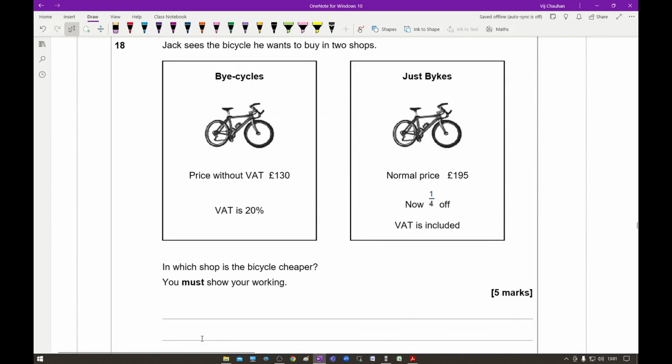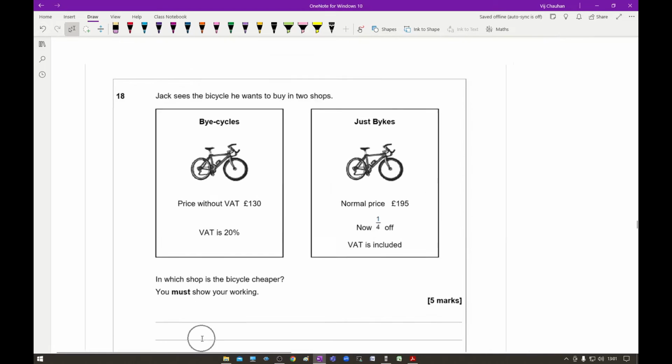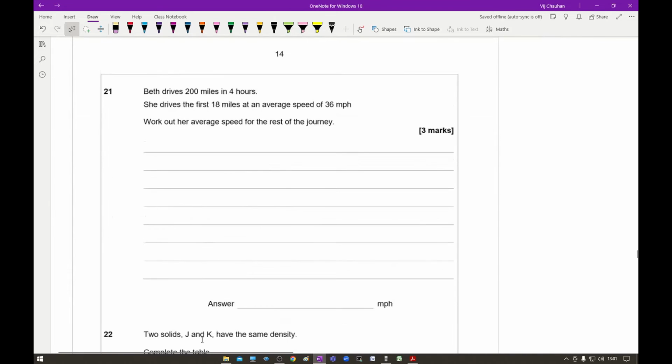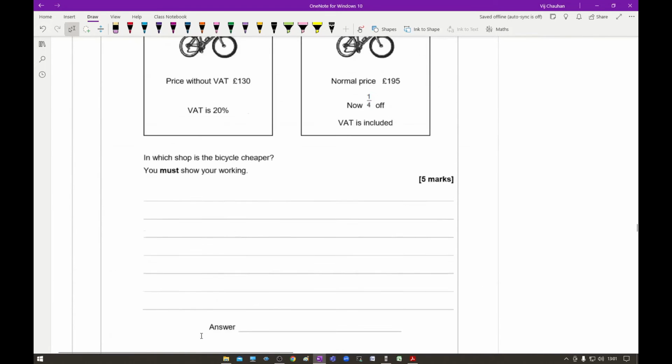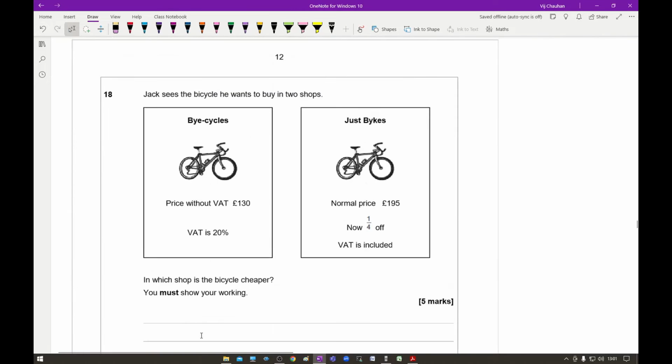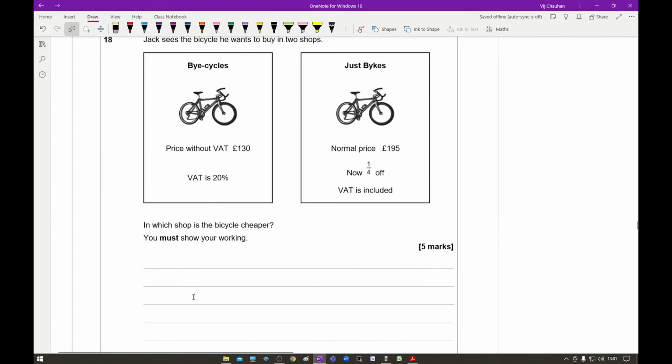Moving on to question 18, it says that Jack sees a bicycle. So let's just go back to the question. It says that Jack sees a bicycle he wants to buy in 2 shops. We've got Bicycles, with a price without VAT of 130 with VAT charged at 20%, and Just Bikes with the normal price of 195 with a quarter off and VAT is included. And the question is asking us to say which shop is cheaper.